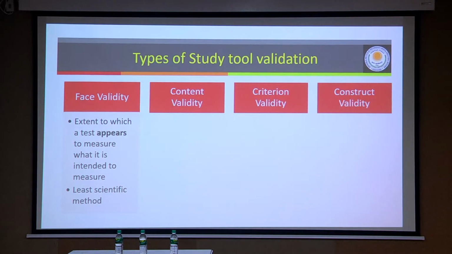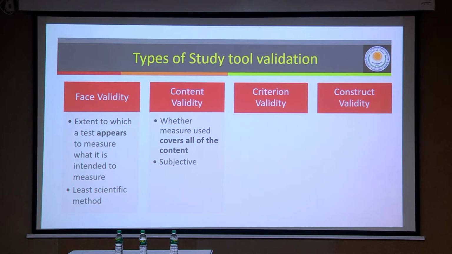Then what is a better way to do it? It's content validity. Instead of looking at only the number, 20 questions, you read each of those questions. Are these questions relevant to what I am trying to achieve from all the participants? If yes, that is called content validity. But here also it is not good enough.